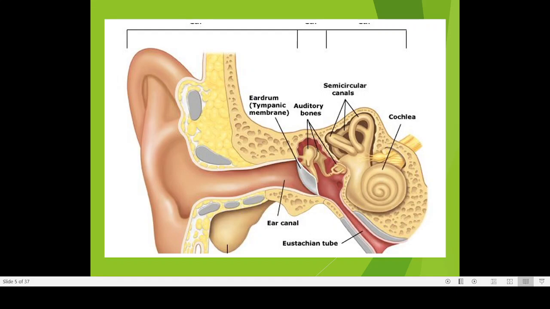Here, the middle ear bones are also known by the name auditory bones. You can see here, this is the outer ear, this is the tympanum, this is the inner ear. Whatever sound waves are touching the eardrum have to be transported or carried to the inner ear. And for that we have a system of bones known by the name ear ossicles.